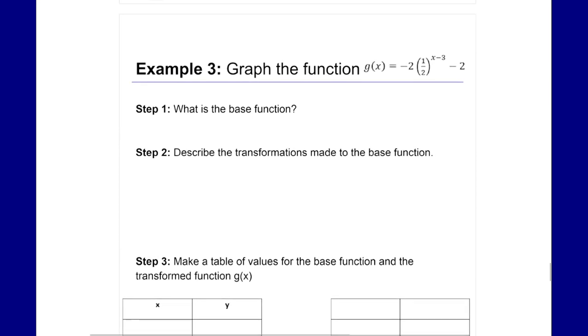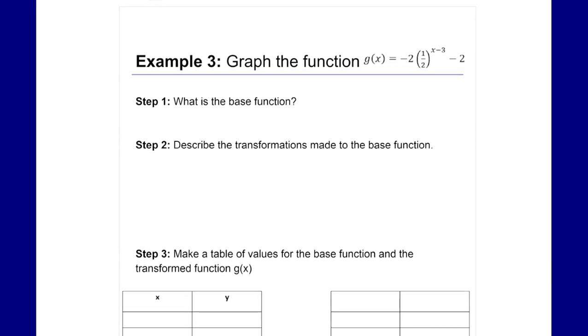We can do one last example. Third example, similar idea. We want to figure out our base function. So our base function in this case is y = (1/2)^x. The transformations, there's nothing fancy we have to do with this one, so I'm just going to rewrite it. Don't have to do any factoring.